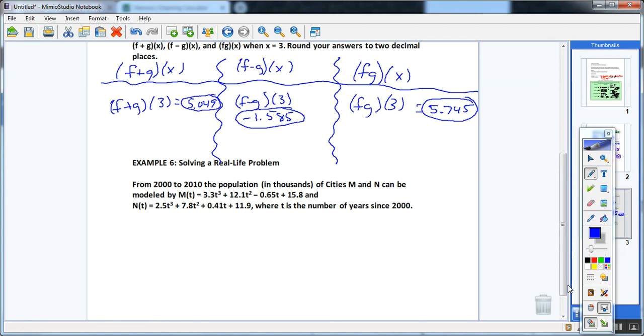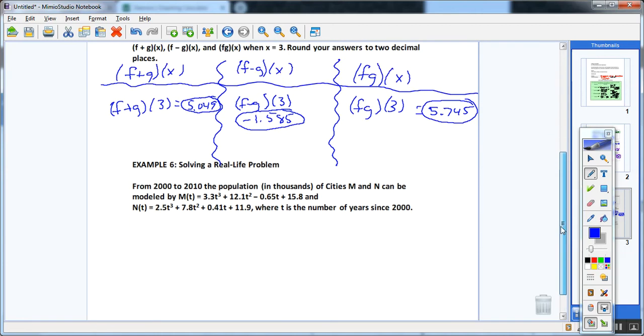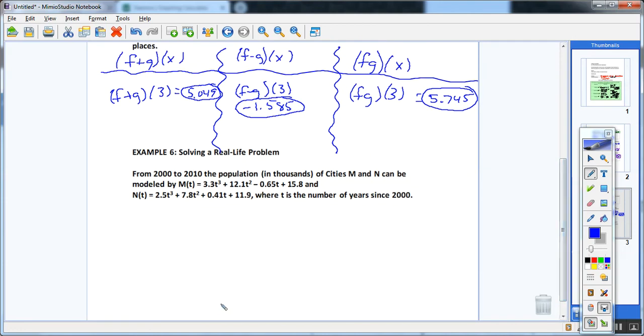Guys, last one right here. It just says from 2000 to 2010, the population in thousands of cities, M and N, can be modeled by M of t. You can read that polynomial function. And N of t, you can read that polynomial function where t is the number of years since what? 2000. Okay? Want you to think about this. We're going to ask some questions about this tomorrow, but I just want you to have this in mind. We'll start with this first thing tomorrow. But any questions about this?